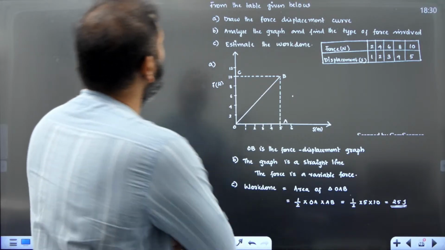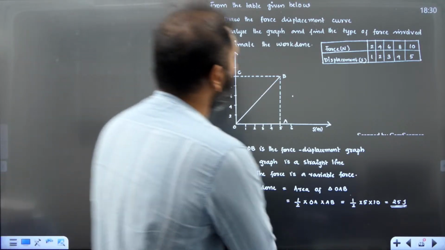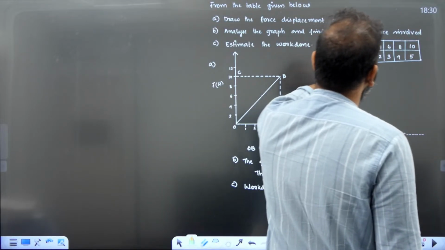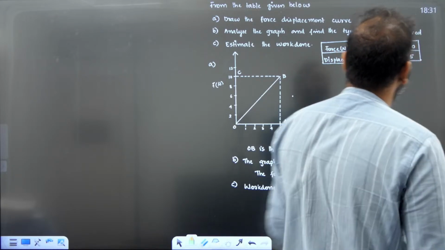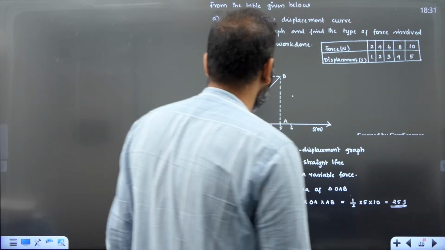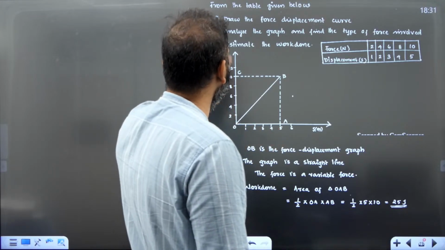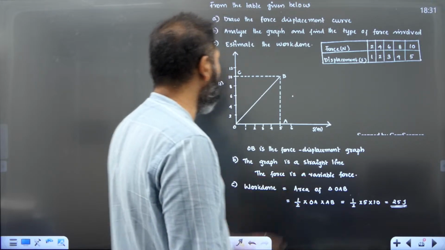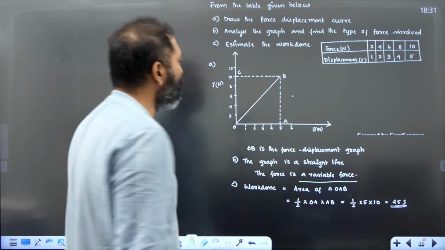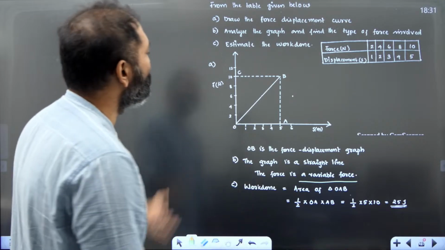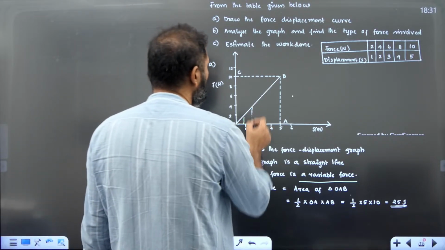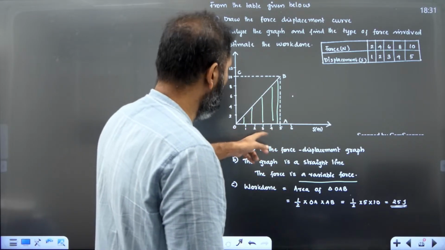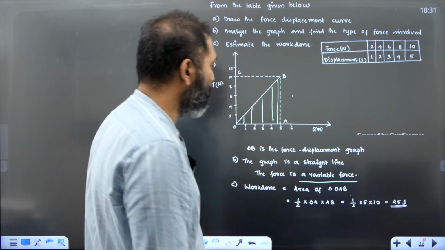From the table given below, draw the force displacement curve. See, force in Newton, displacement in second. So when displacement increases, force increases linearly. So I know it's a linear graph. So displacement 1, 2, 3, 4, 5, force is 2, 4, 6, 8, 10. Analyze the graph and find the type of force involved. The graph is a straight line, force is what? Variable force. Is it a constant force? No, it's a variable force. Estimate the work done. Work done is very simple, which is what? Half base into height. So half into OA into height AB. So half into 5 into 10. That is 25 joule.